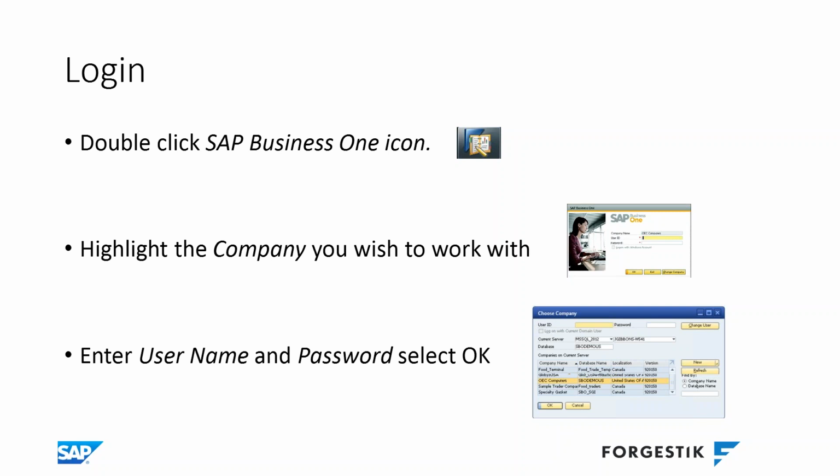Perfect. Okay, so everybody's going to be familiar with the logging in. Typically, you're going to double click on the SAP Business One icon. It'll bring up a company that you were most recently in, or you can use the change company and select companies from a list of companies. You have to put in your username and password every time you switch between databases.